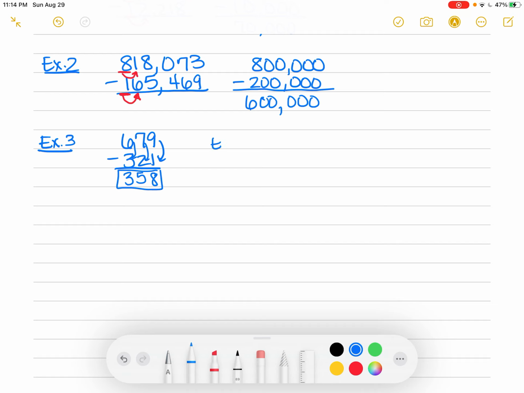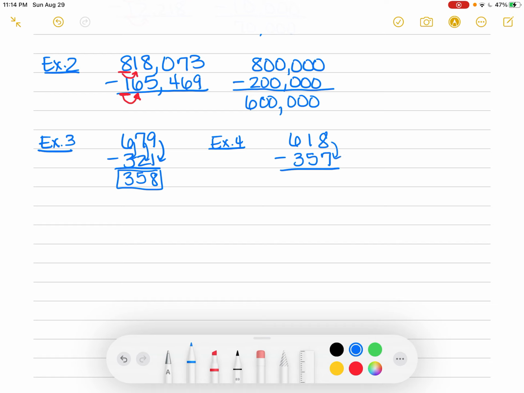Okay, let's do one that has some borrowing in it. So if I had, let's take almost the same type of problem. Let's say 618. And I'm going to subtract 357. Okay, so I'm trying to make these kind of easy to start out with. Okay, so I'm going to do the same thing.